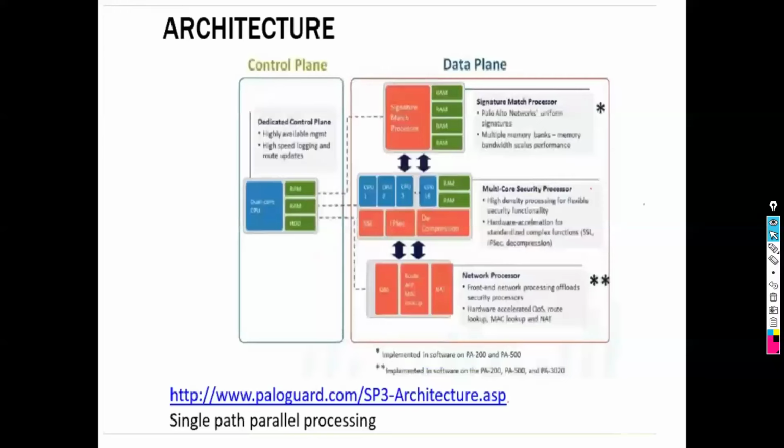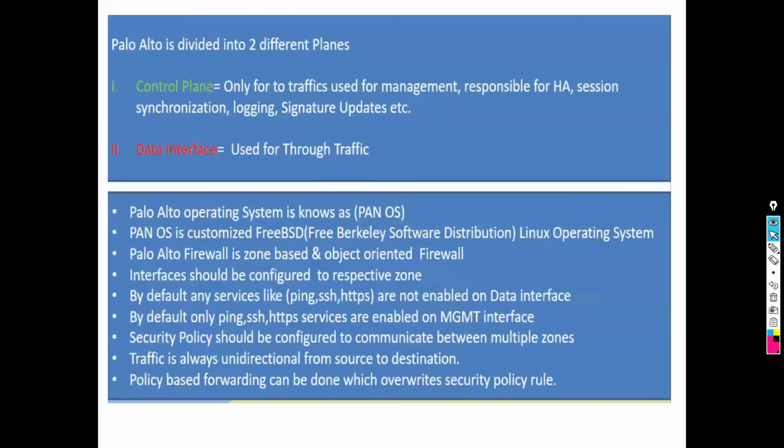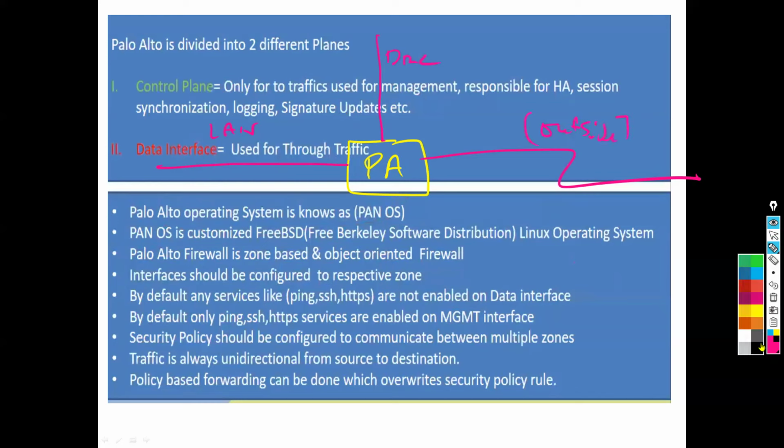Let's discuss the control plane and data plane again. As I said, Palo Alto is divided into two different planes. The first one is the control plane and the second is the data plane. I have one Palo Alto firewall device. This portion I'm using as LAN, this one is DMZ and this one is outside. We have one management port here, the MGMT port.